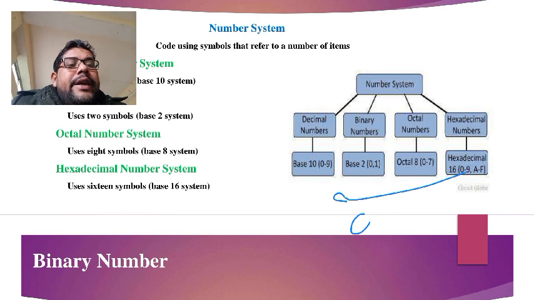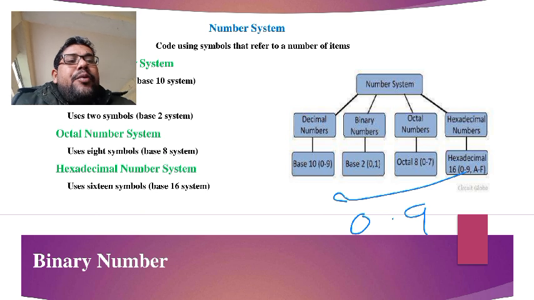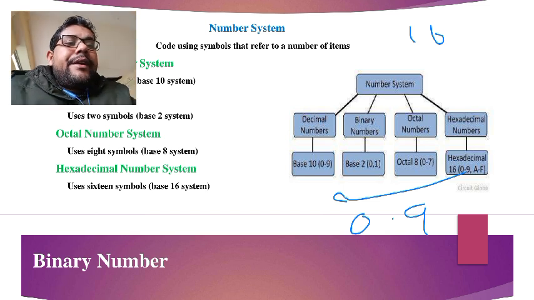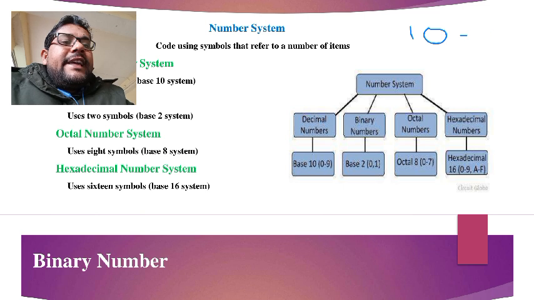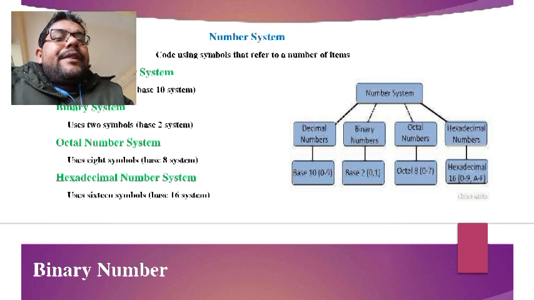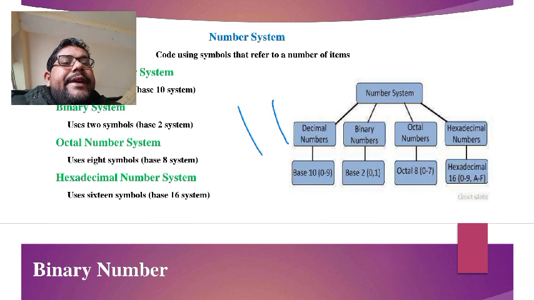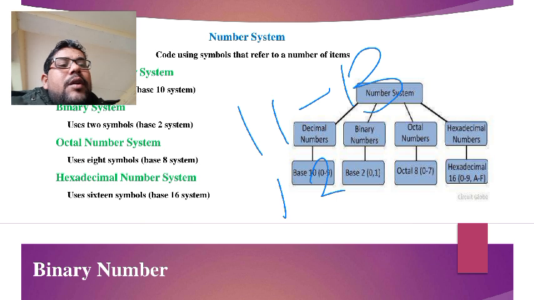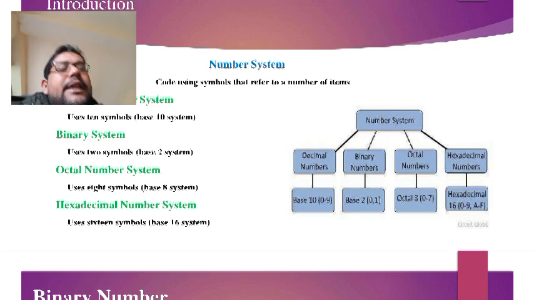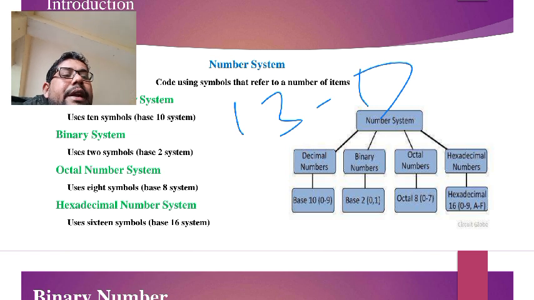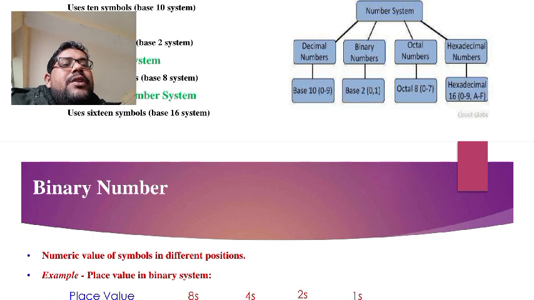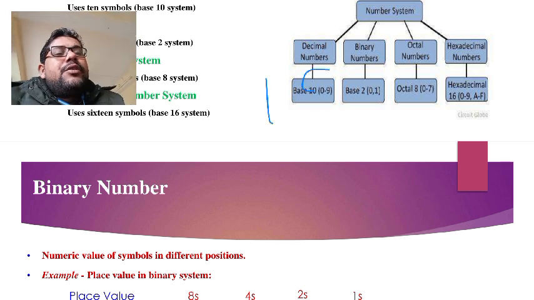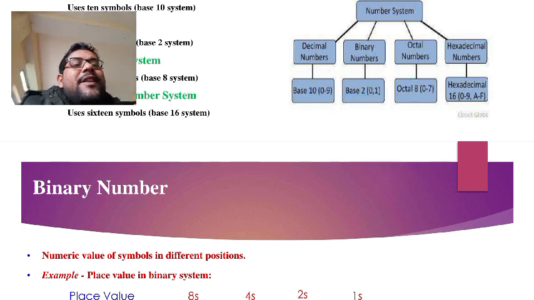First, 0 to 9 can be represented as they are, and for 10 we can use the symbol A. For 11 in hexadecimal we can use B. For 12 we can use C. For 13 we can use D. For 14 we can use E. For 15 we can use F. So this is the number system.